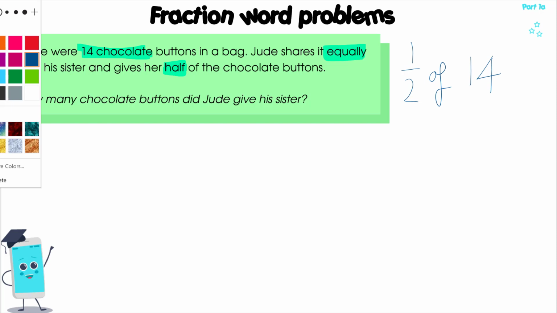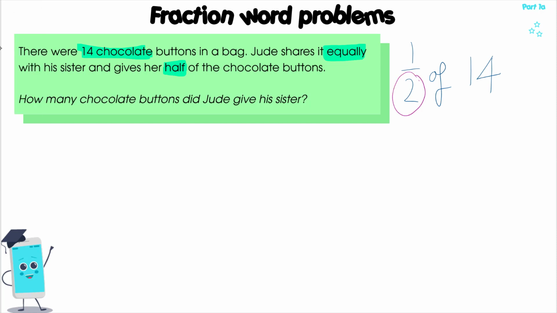Now, when we find half, we share it by the denominator and then we multiply it by the numerator. So we're looking at sharing our 14 into 2. So we're first of all dividing 14 by 2. If you're not confident with using your times table methods first, have a look at the previous 2 videos and they talk about how you can use resources to help you.